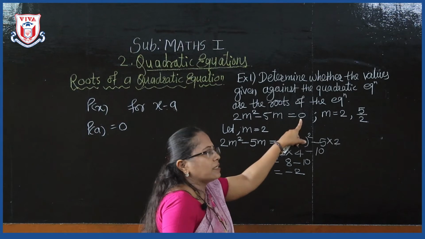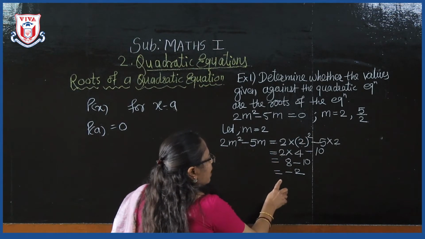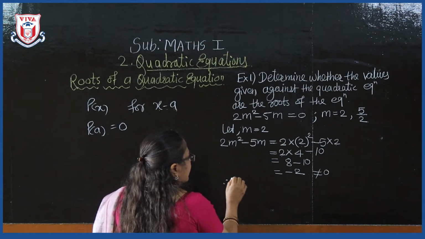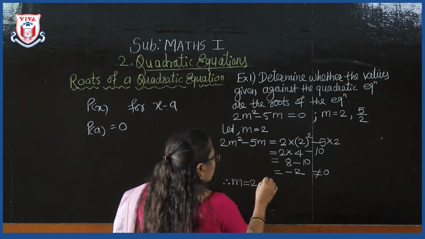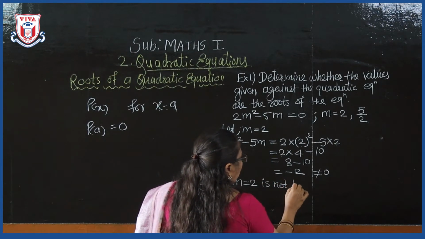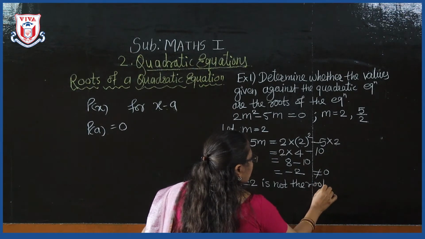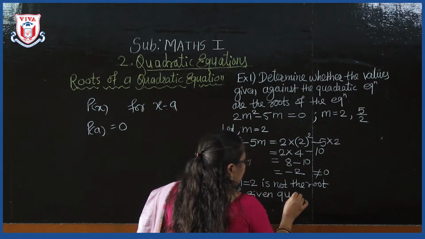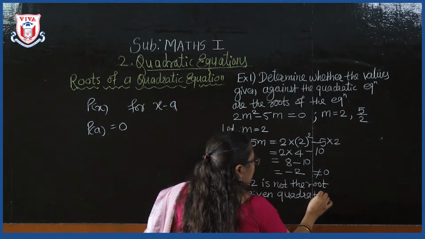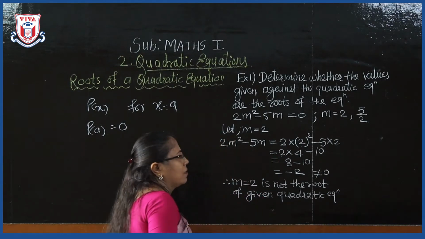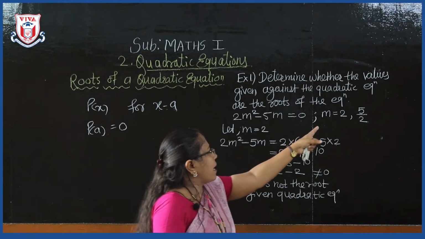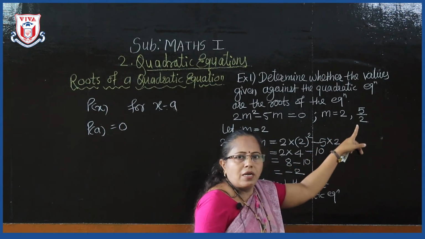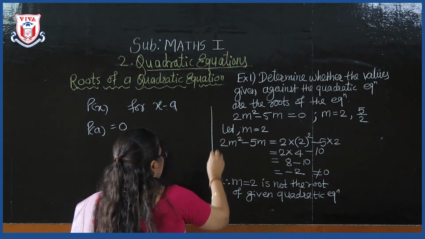So the value of this left side polynomial we got is minus 2 if you substitute m equal to 2. But here the right side is 0. That means this value is not equal to 0. Therefore, we can say that m equal to 2 is not a root of the given quadratic equation. Understood? So the first value is not a root of the equation. Now let us check for the second value, 5 upon 2. So I am writing here.